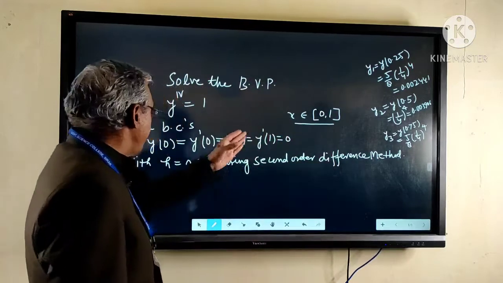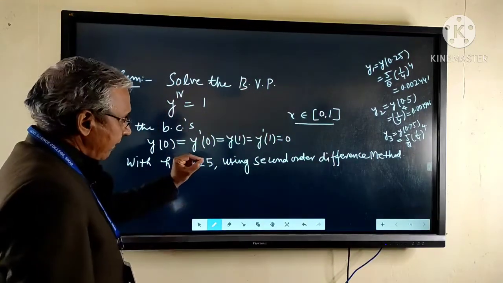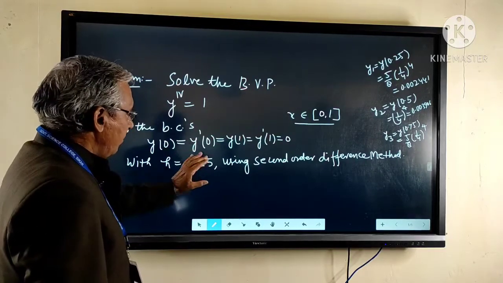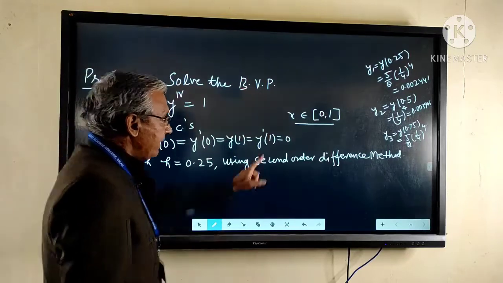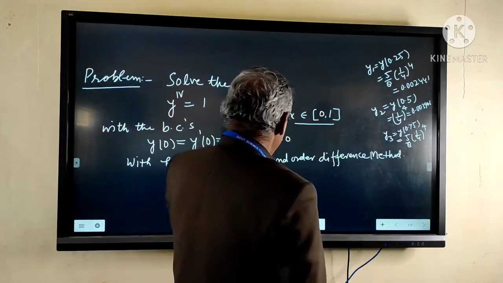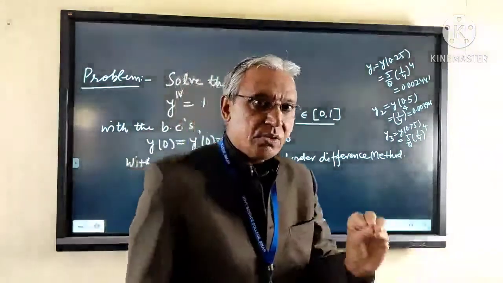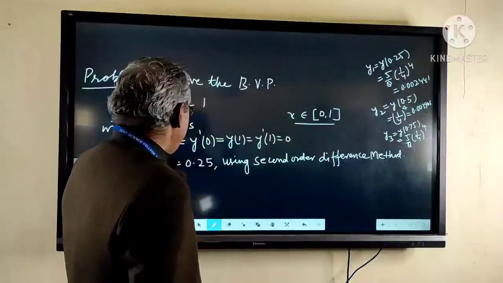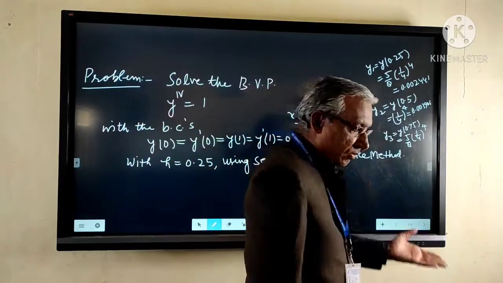It means when x equals 0, y equals 0. And when x equals 0, dy by dx is also 0. When x equals 1, y is 0. And when x equals 1, dy by dx is also 0. These are the given boundary conditions at the points 0 and 1.